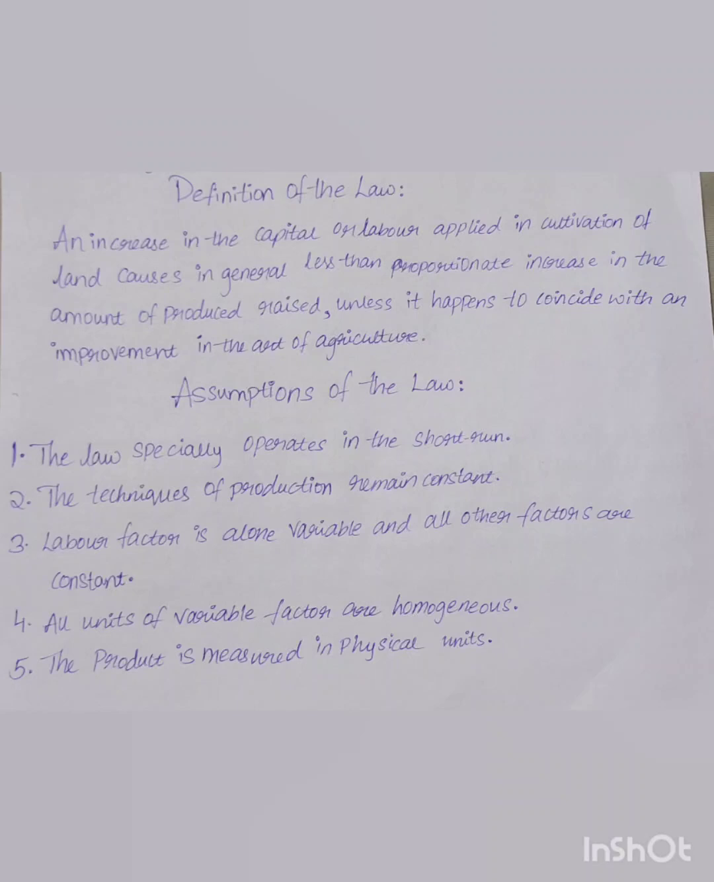Yeah, అసంప్షన్స్ ఏంటి? What are the assumptions of this law? There are many assumptions. I have mentioned only 5. The law specially operates in the short run. The techniques of production remain constant. Labor factor is the lone variable and all other factors are constant. All units of variable factor are homogeneous and the product is measured in physical units only. These are the 5 important assumptions of this law.